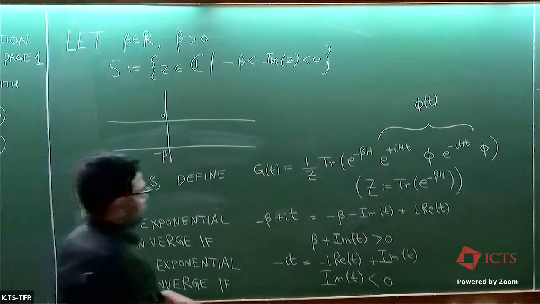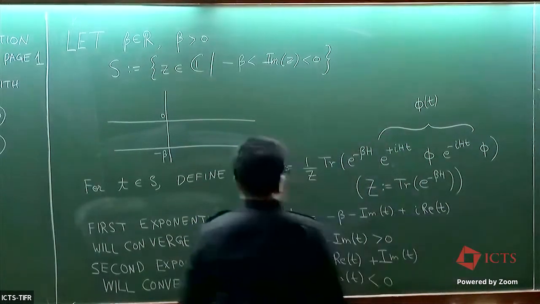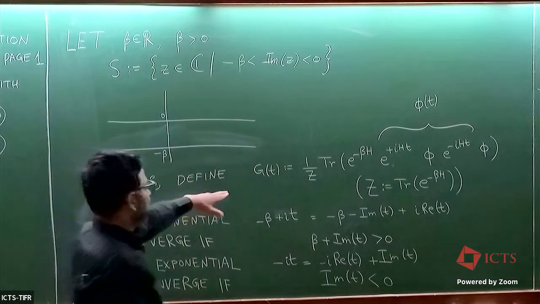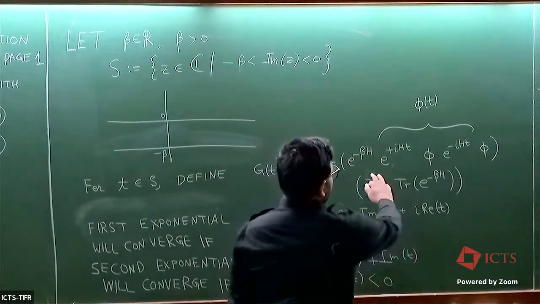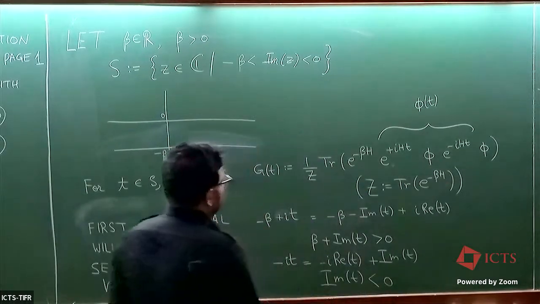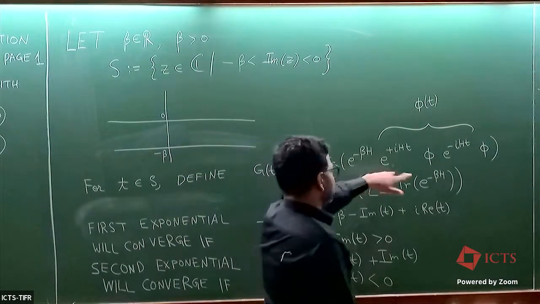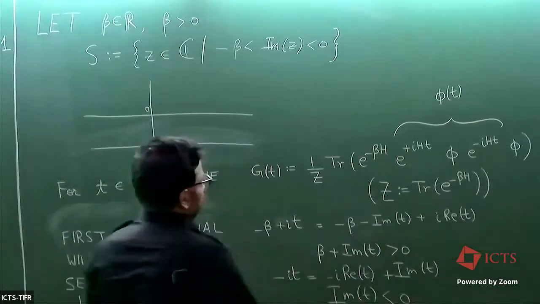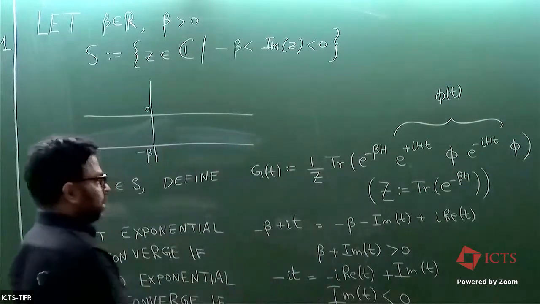So we have these 2 exponentials here. There is this exponential and this exponential. We have defined this object, g of t. It's a 2-point correlation function, but I've chosen to write out these exponentials explicitly. So there are 2 exponentials and there's a trace here. We would like both of these exponentials to converge. That means if we insert a complete sum of states, these exponentials should have negative real part.